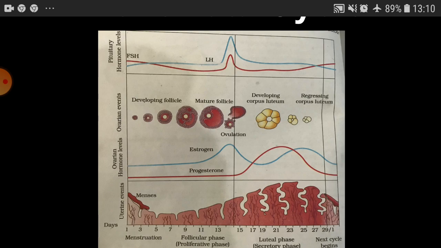The estradiol inhibits the secretion of FSH and stimulates the secretion of LH, that is the luteinizing hormone, from the anterior pituitary. The LH induces the mature Graafian follicle to burst and eject its egg into the fallopian tube. This is known as ovulation. It occurs around the 14th day. This peak is also the LH surge.